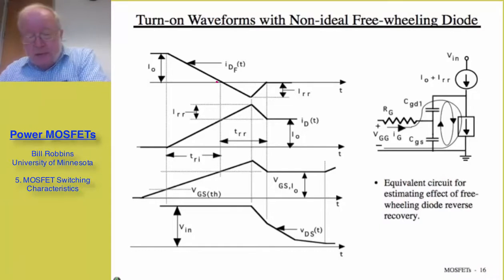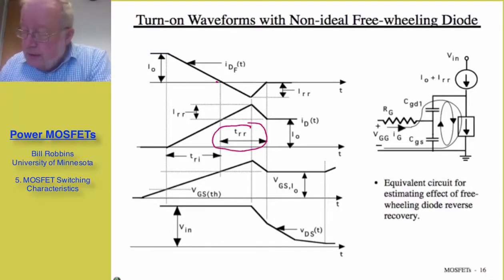But because this is an imperfect diode, the diode current then goes negative, peaking at a negative current whose magnitude is the so-called reverse recovery current, and then it goes down to 0. Correspondingly, the MOSFET current has to increase above I_0 up to the peak value I_0 plus I_RR before it decreases down to I_0. And the time interval that it adds to the region where we have both large current and large voltage is the reverse recovery time of the diode.